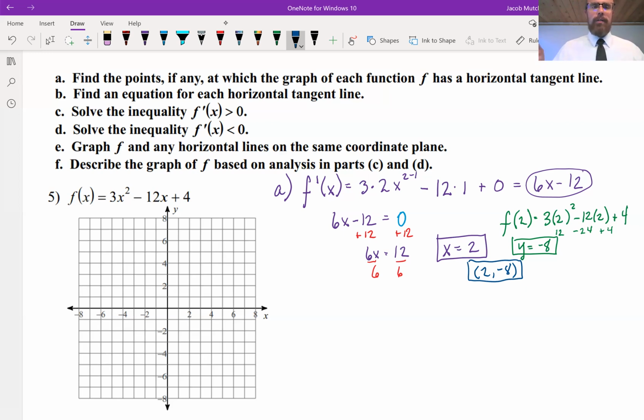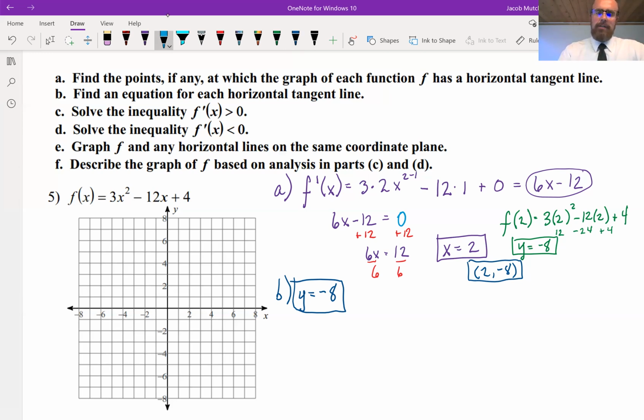Part B says, what's the equation for a horizontal tangent line? That's pretty immediate. Once I've got this point, remember the horizontal tangent line has a constant y value. So all I need to do is take that negative 8 and say the equation for that horizontal tangent line is y equals negative 8. That's just an interpretation of our point from part A.